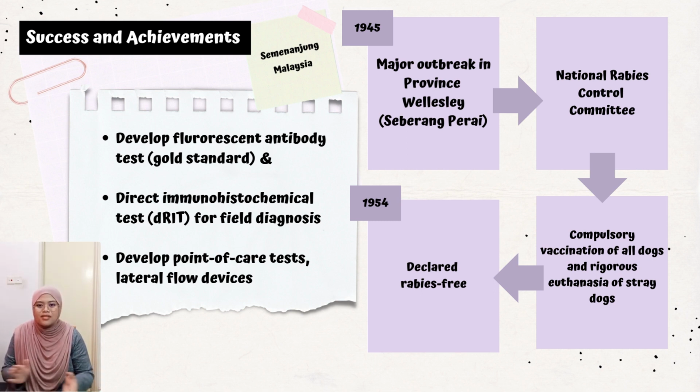In recent years, various diagnostic tests have been developed. First are the antibody test, the direct immunohistochemical test, and the lateral flow test, which enable us to detect rabies cases quickly and accurately. Now, we are done with Semenanjung Malaysia. Now let's turn our attention to achievements in Sarawak.